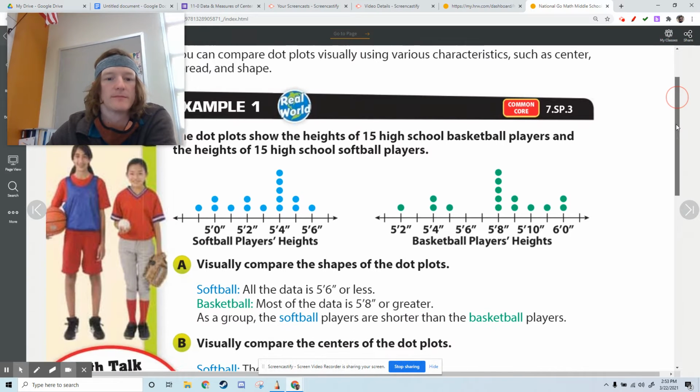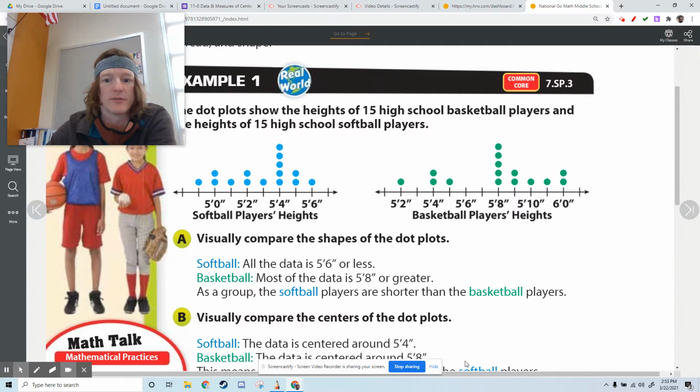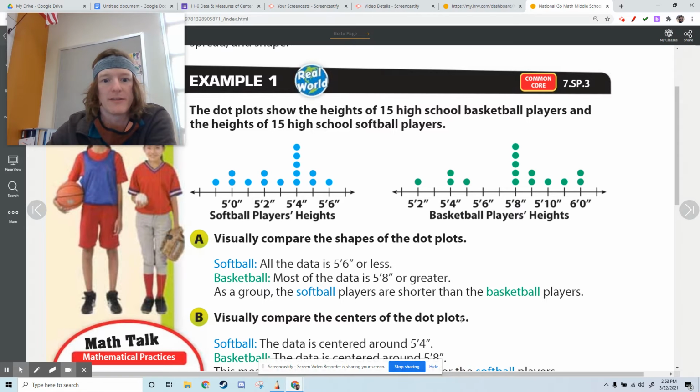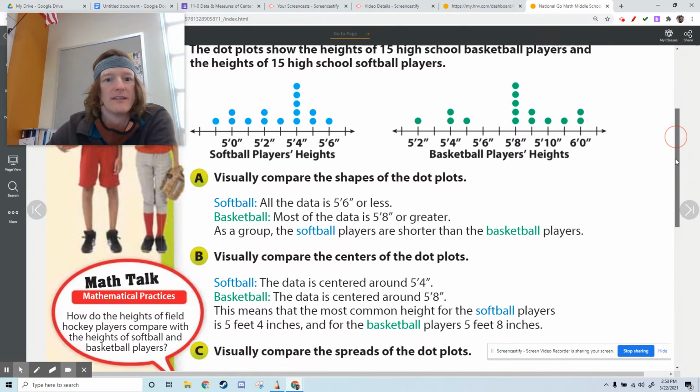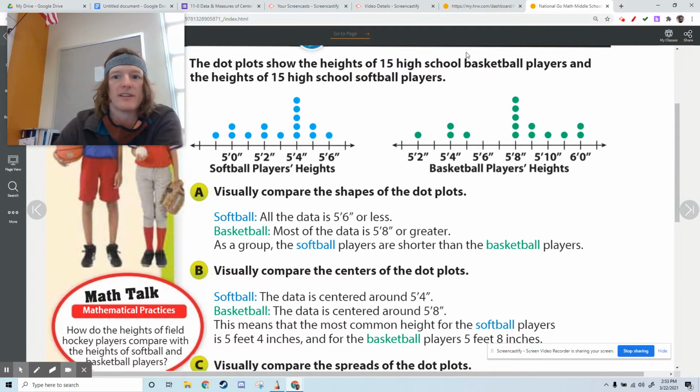In this example, we're going to look at these dot plots, and we're just going to visually view them. We're going to not do too much math or calculations. We're just going to look at the pictures of the data. So someone asked the heights of 15 high school basketball players and 15 high school softball players. They figured out their heights.